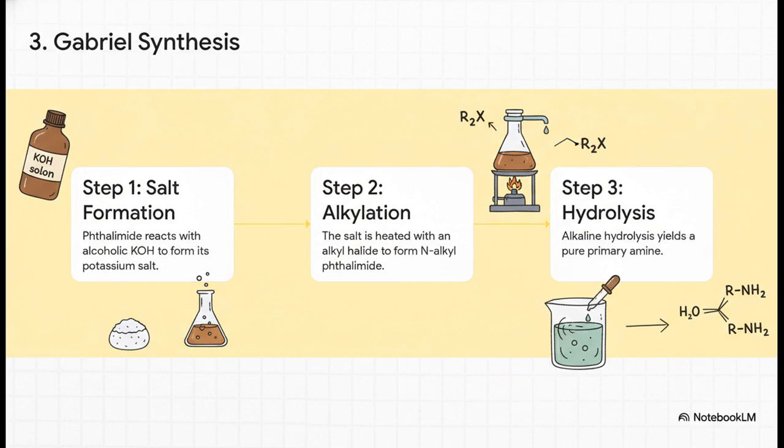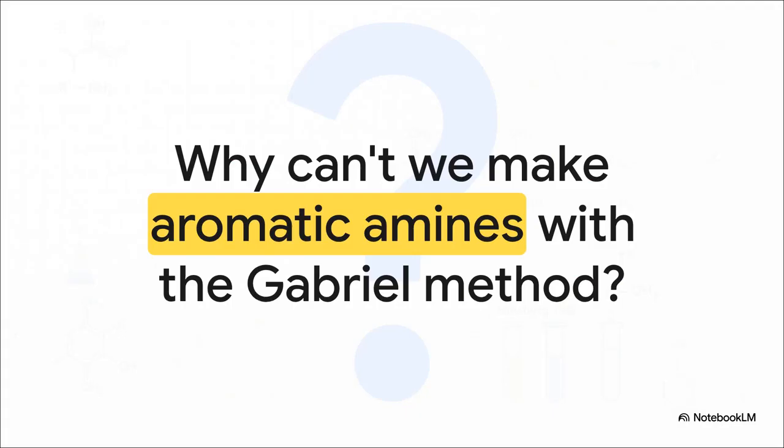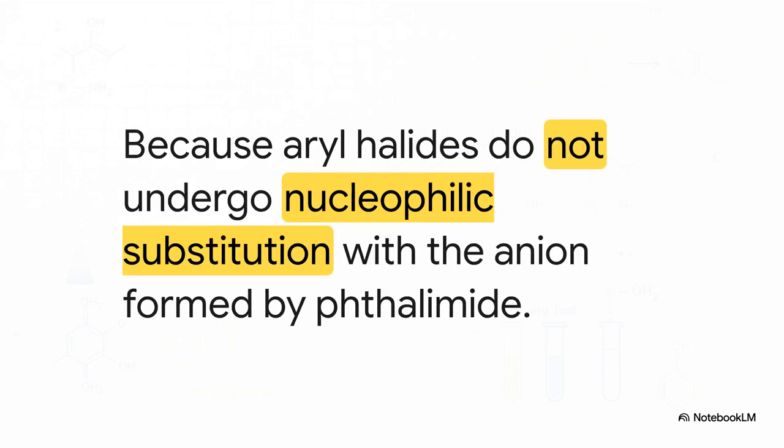It's a fantastic method for that. So if the Gabriel synthesis is so great for making primary amines, why can't you use it to make any primary amine? Like, for example, why can't we use it to make aniline, which is an aromatic amine? Take a second and think about what's actually happening in the reaction. And here's why. It all comes down to that second step.